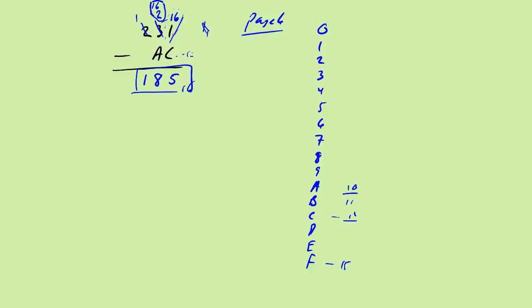That's not a regular 185. Remember, the 1 means that it's 16 to the second, and the 8 means 8 times 16 to the first, and 5 is 16 to the zero. So this 1 is 16 squared, which is 256, plus 8 16s, which is 8 times 16, or 128, and then 5 times 16 to the zero, or 5 ones. If we add all three of these together, we get 256 plus 128 is 384, plus 5 is 389 in base 10.